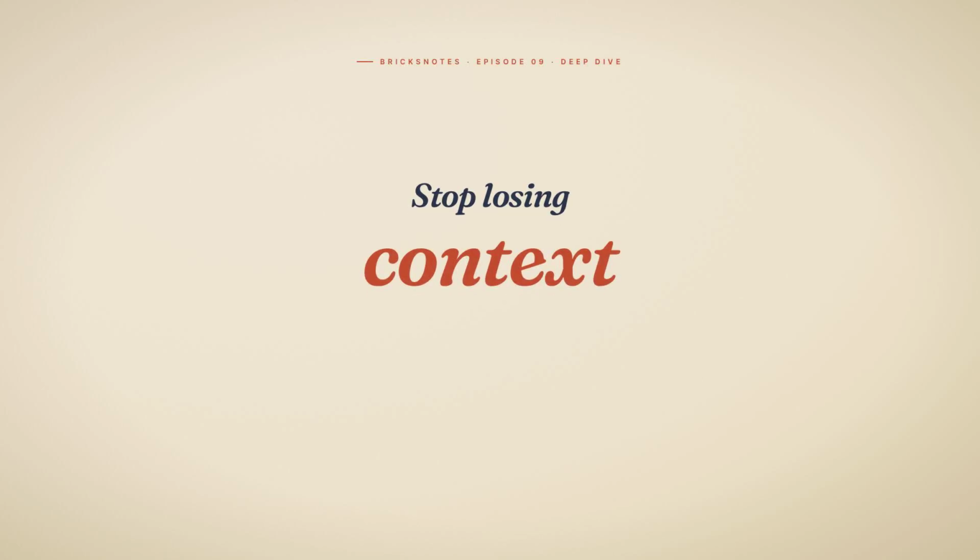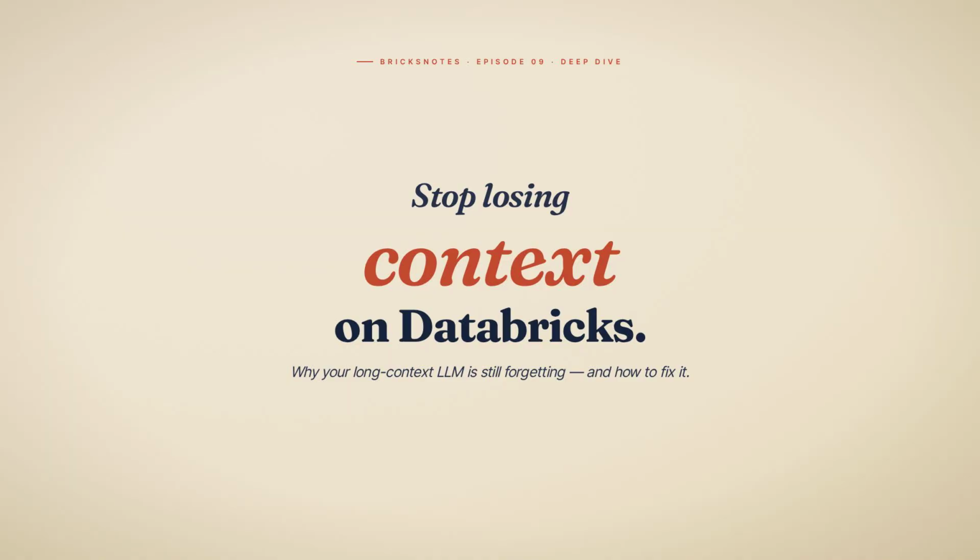If you are building long context agents on Databricks, you have probably noticed something strange. The model is huge, the context window is huge, and yet somewhere around turn 15 or 20, the answers start to drift. Today, we are going to talk about why and what to actually do about it.